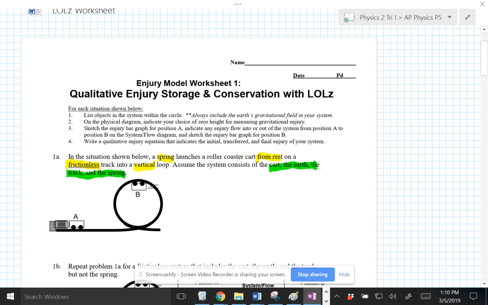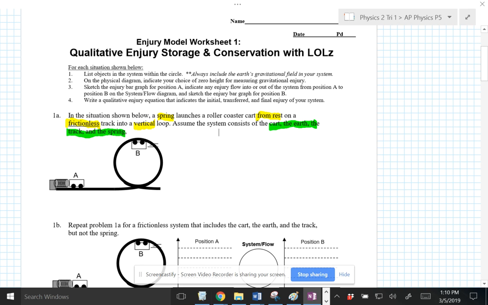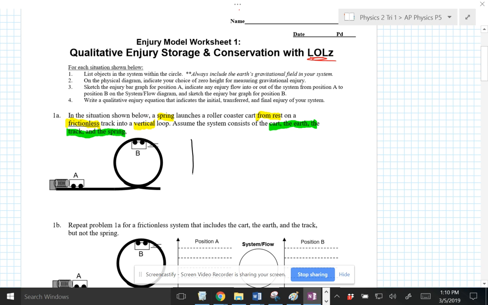LOL diagrams, all right? Energy model worksheet 1, qualitative energy storage and conservation. All right, so why are these called LOL diagrams? Let me show you here. Because you're going to do this. LOL. Inside the O, that's your system.